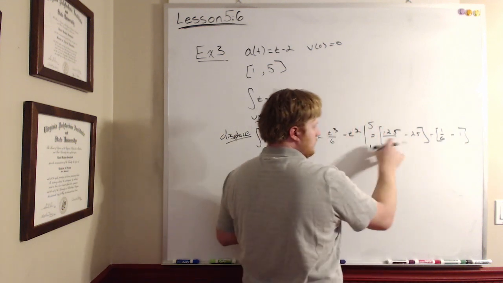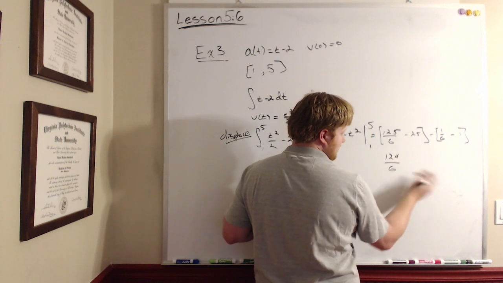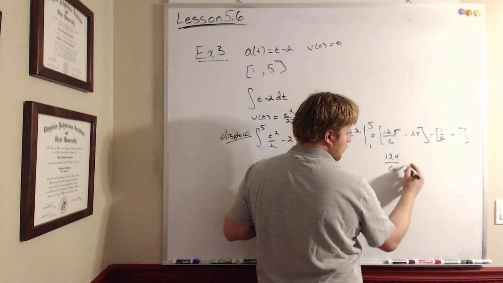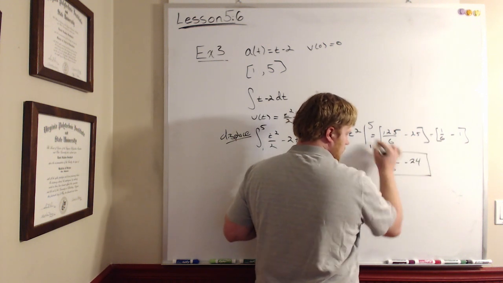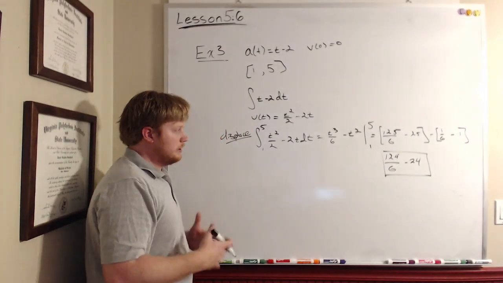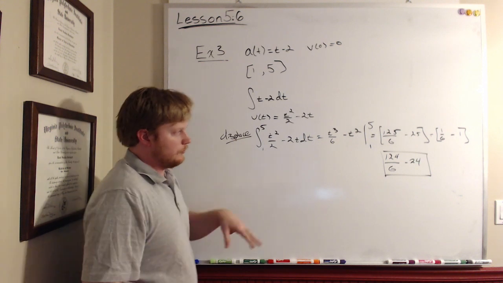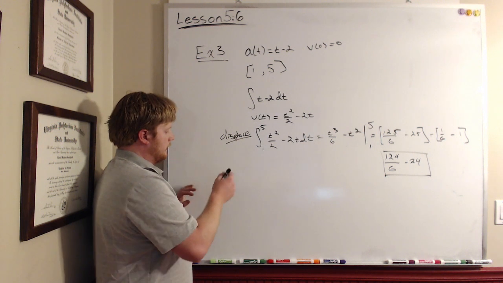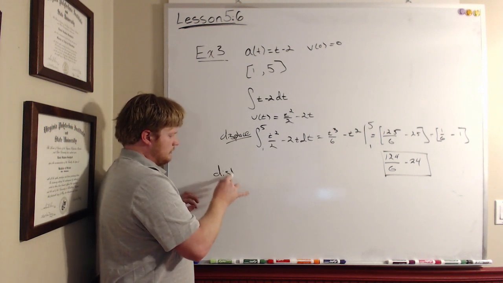Okay, so let's see, 125 minus 1 is 124 over 6, and negative 25 minus a negative 1 is a negative 24. And this, for me, works as an answer, as it does on the AP test. Okay, that's fine. There's no need to go through that and simplify that.